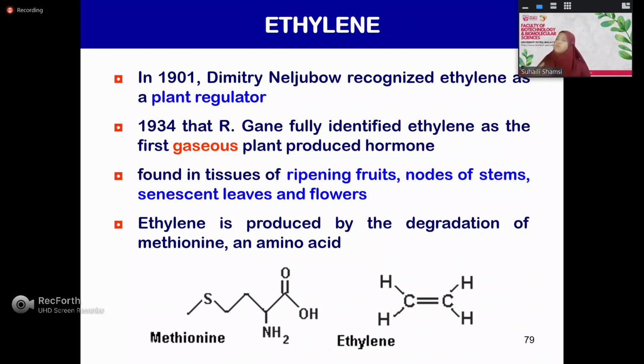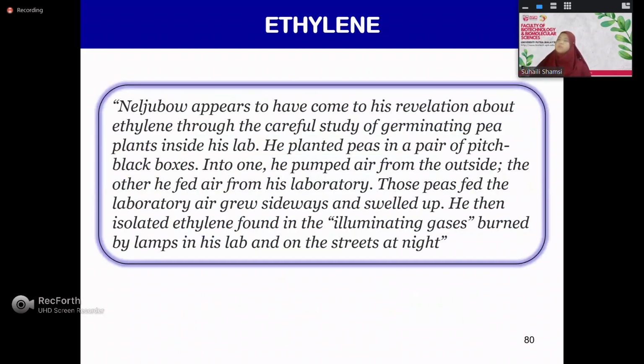It's found in tissues of ripening fruits, nodes of stems, senescent leaves, and flowers. Ethylene is mostly known to induce ripening of the fruit itself. So this is how the structure looks: a very simple structure, and it occurs in gas form, right? The first experiment to identify ethylene was done by Neljubov. He appears to have come to his revelation about ethylene through careful study of germinating pea plants inside his lab.